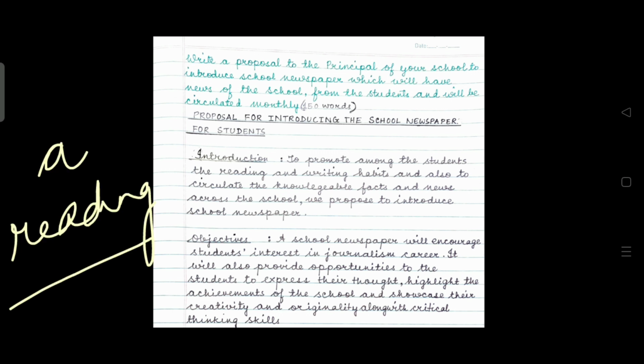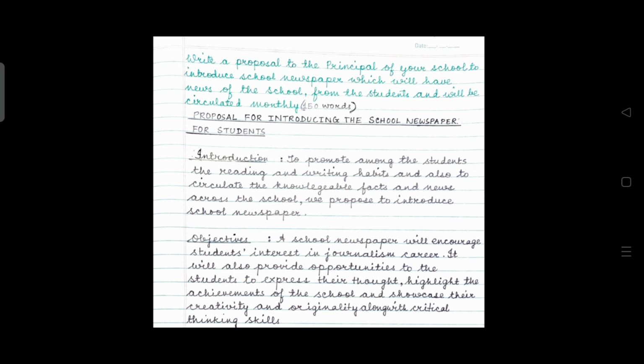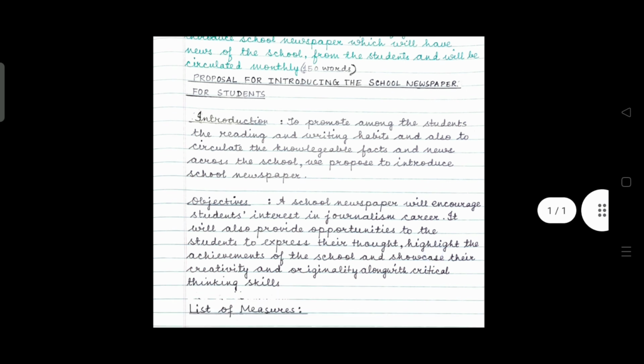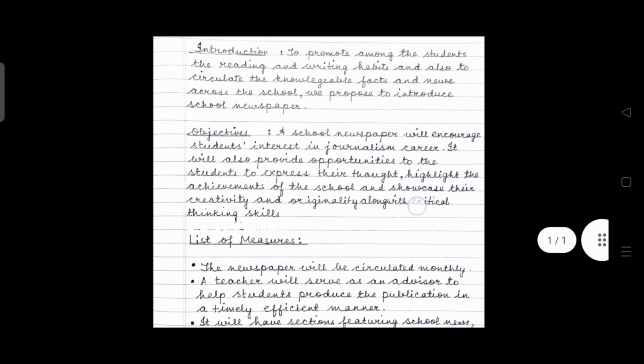Proposal for introducing the school newspaper for students. Introduction: To promote among the students the reading and writing habits and also to circulate the knowledgeable facts and news across the school, we propose to introduce a school newspaper. Objectives: A school newspaper will encourage students' interest in a journalism career. It will also provide opportunities to the students to express their thoughts, highlight the achievements of the school and showcase their creativity and originality along with critical thinking skills.